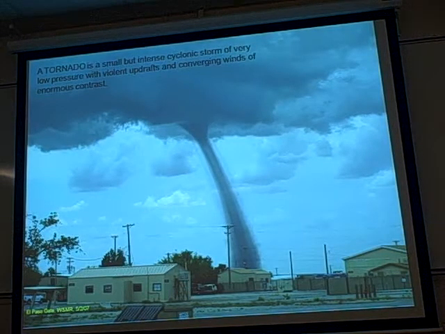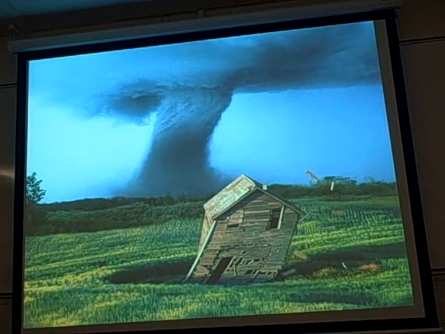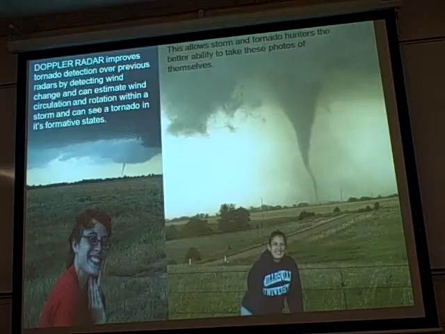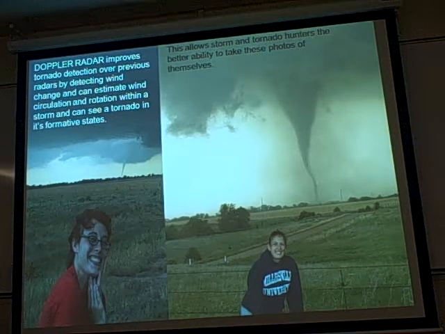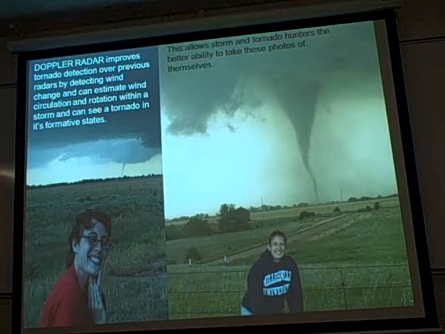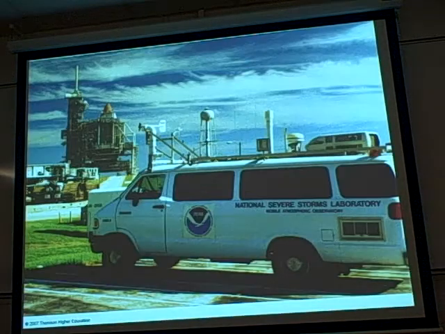So a tornado is a small but intense cyclonic storm with very low pressure with violent updrafts and converging winds of enormous contrast. It looks big, but if you think about it compared to other storms and air masses and other cyclones, a tornado is pretty small compared to that. These are more photos I got offline. These are some storm chasers, people who help monitor storms, but also like danger, I guess. Yeah, read about this stuff.